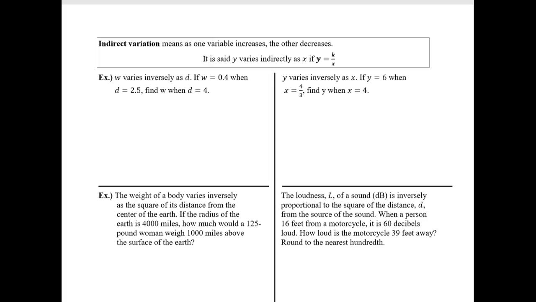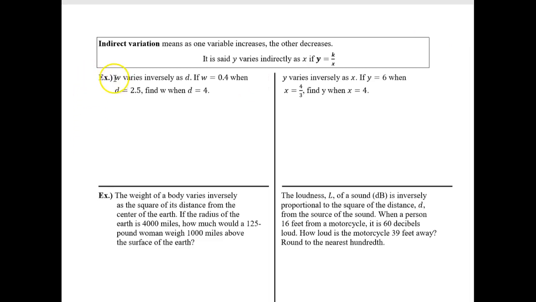Now that we've talked about direct variation, we can talk about indirect variation. With indirect variation, as one variable is increasing, the other one is decreasing. They have an indirect relationship. It is said y varies indirectly as x if y equals k divided by x. So now we can see the variation constant is being divided by x. That is the indirect relationship.